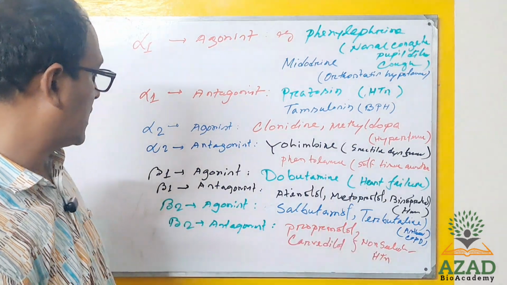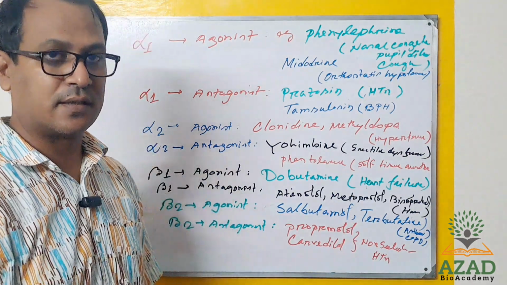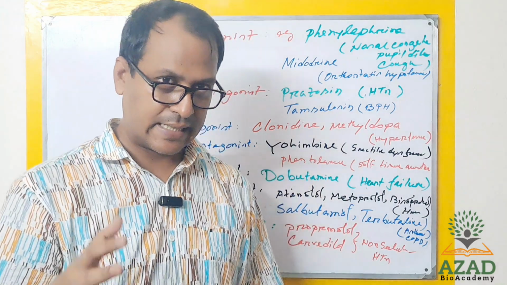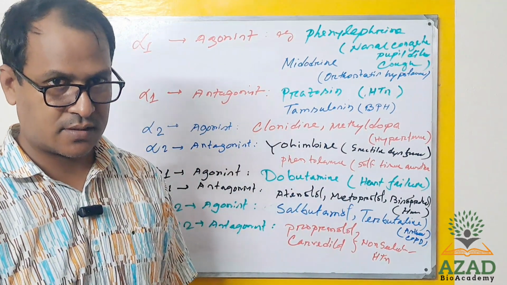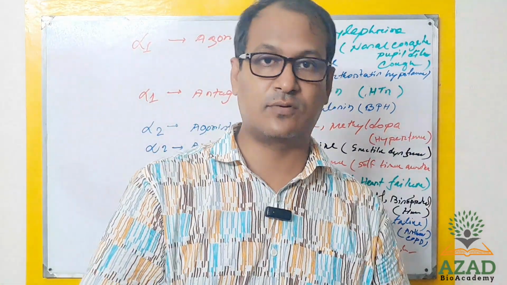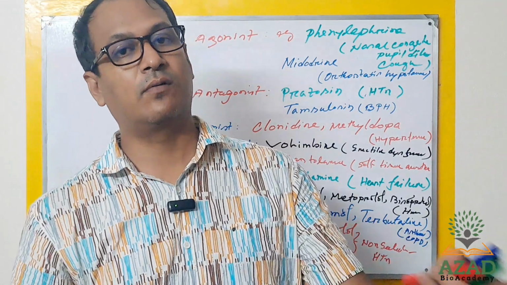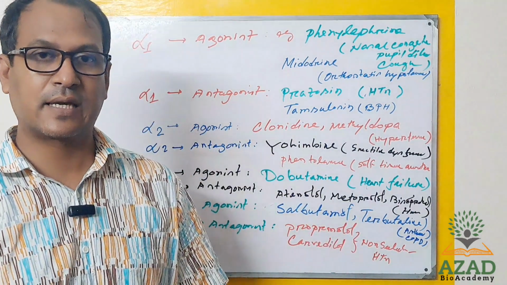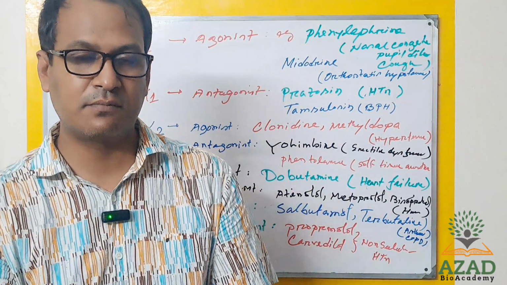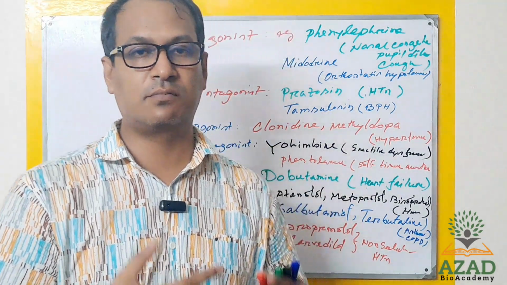Okay, now the last one is beta 2 antagonist. So for beta 2 antagonist, actually a specific beta 2 antagonist is not available. Non-selective beta 2 antagonists are there. That means some drugs can inhibit beta 1 as well as beta 2. Some drugs also inhibit beta 1, beta 2 and also alpha 1. Okay, so such types of drugs can inhibit beta 2 but along with other receptors. So that can be a non-selective beta 2 blocker, or you can say non-selective beta 2 antagonist.